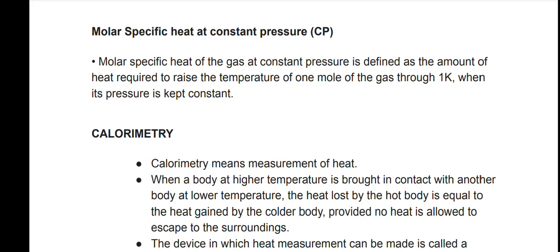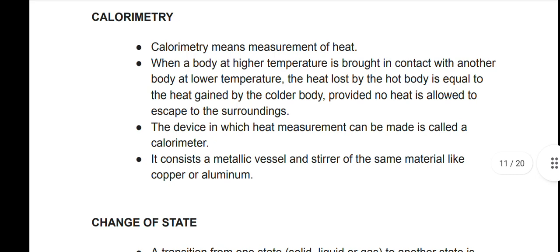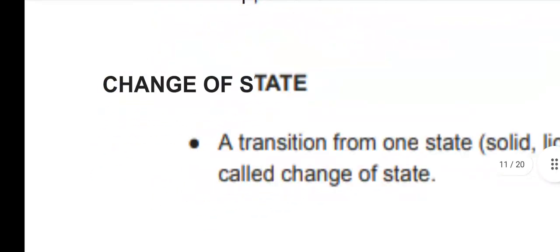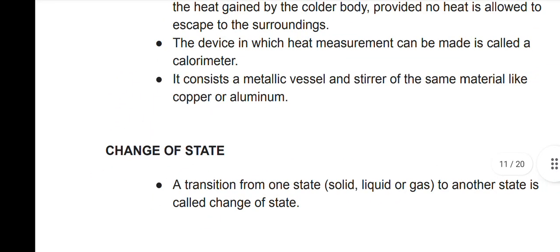Calorimetry. Calorimetry means measurement of heat. When a body at a higher temperature is brought in contact with another body at lower temperature, the heat lost by the hot body is equal to the heat gained by the colder body, provided no heat is allowed to escape to the surroundings. The device in which heat measurement can be made is called a calorimeter. It consists of a metallic vessel and a stirrer of the same material like copper or aluminium.